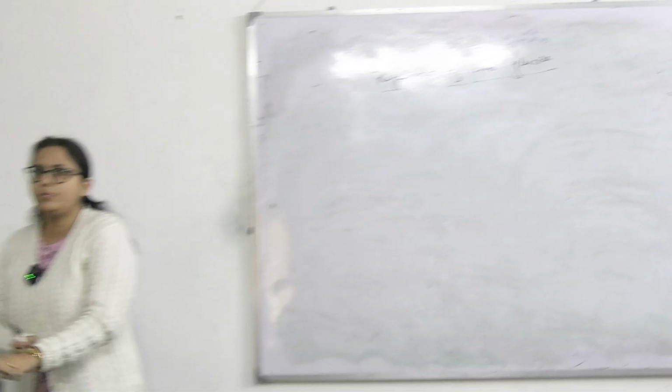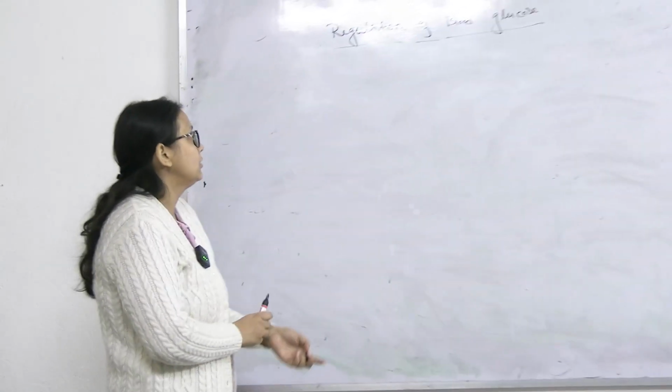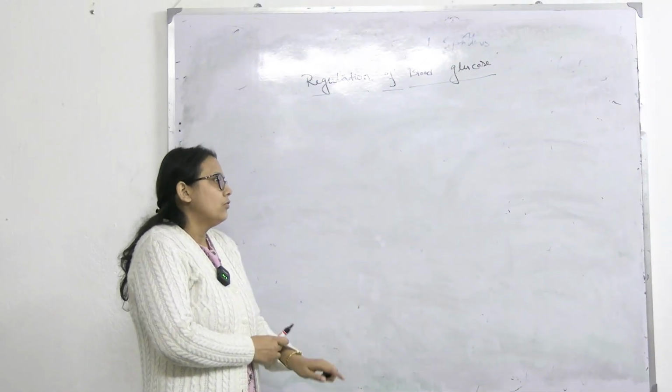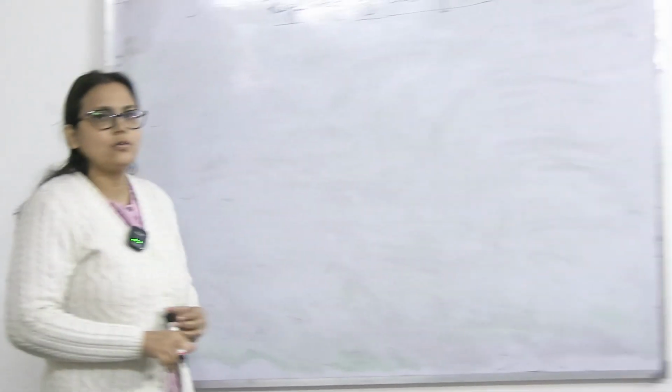The topic for our SGD is regulation of blood glucose. You have completed the whole carbohydrate metabolism, so it will be easy for you to understand the regulation of blood glucose now. From your carbohydrate metabolism, you already know that glucose is a very important molecule among all the carbohydrates. Before going to regulation of blood glucose, we must know what the normal level of blood glucose is.